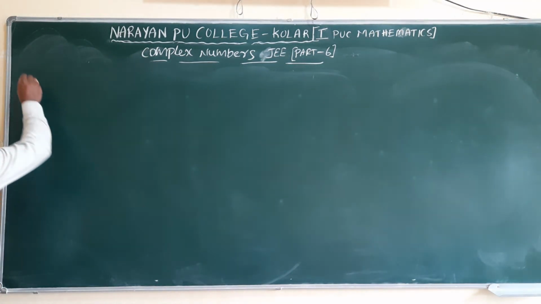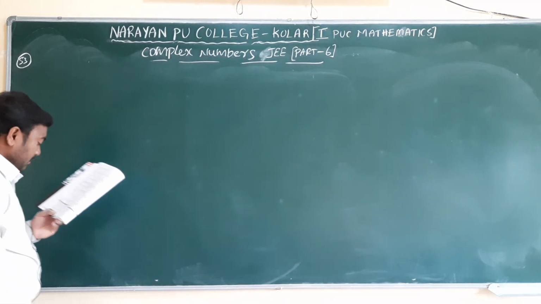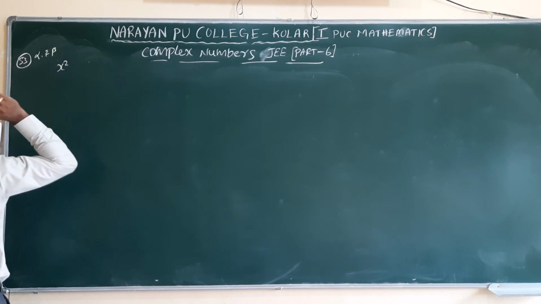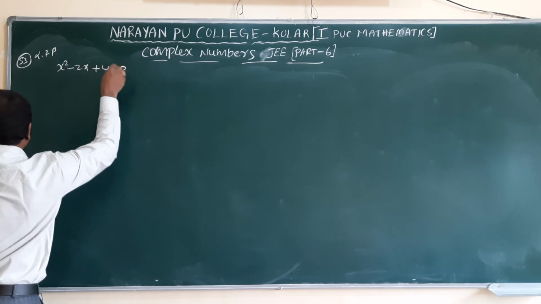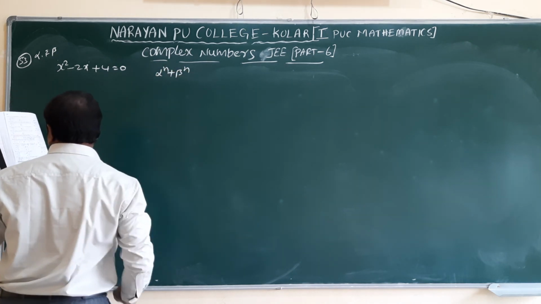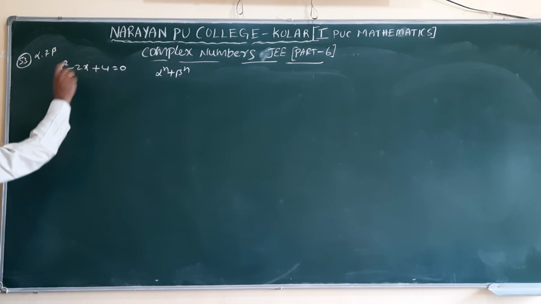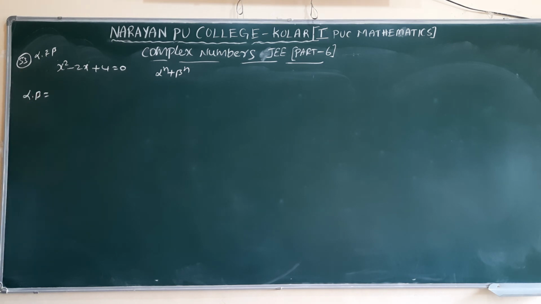Question number 53. If alpha and beta are the roots of x square minus 2x plus 4 is equal to 0, then alpha power n plus beta power n is equal to. Here they are given alpha and beta are the roots of this equation. So we have to find roots of this one by using the formula.